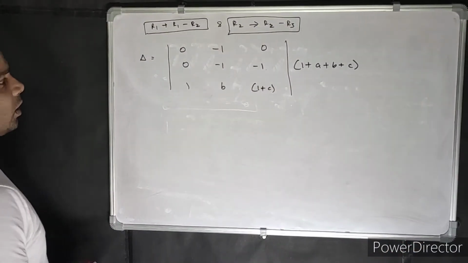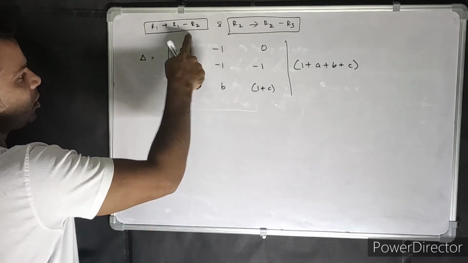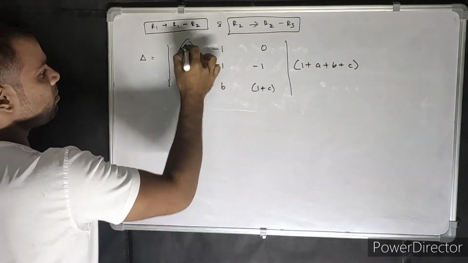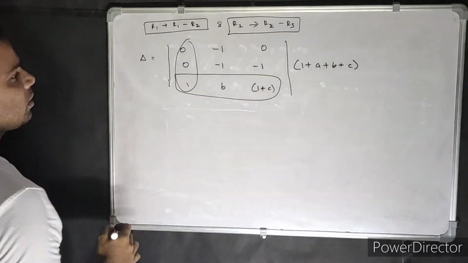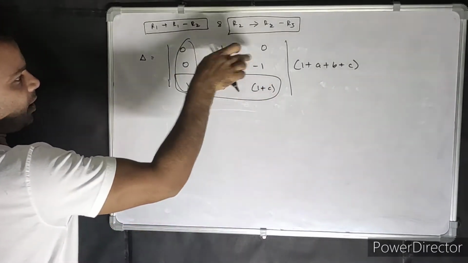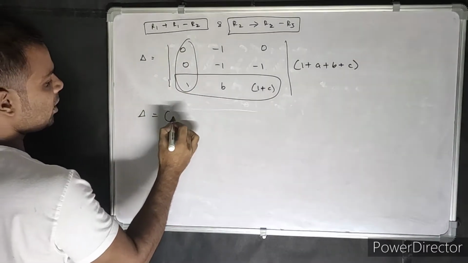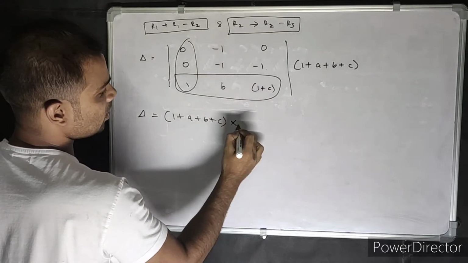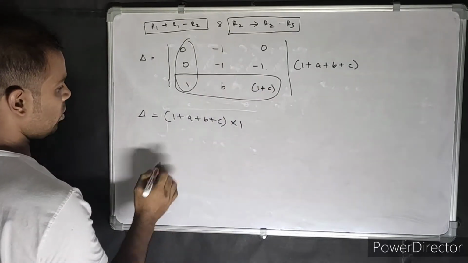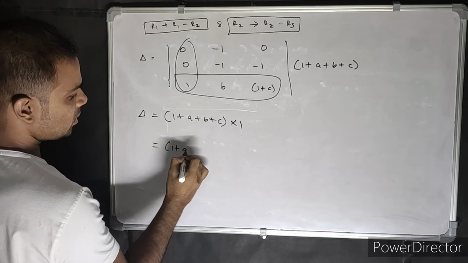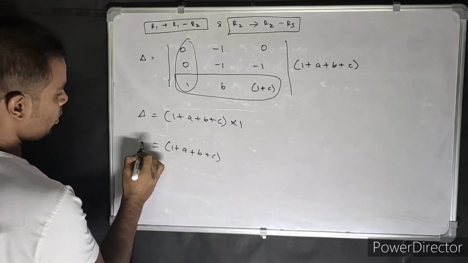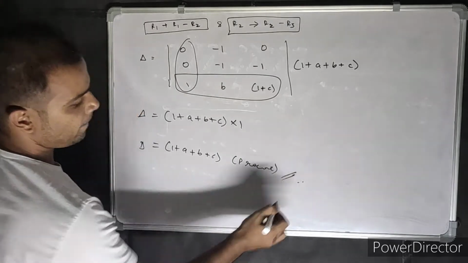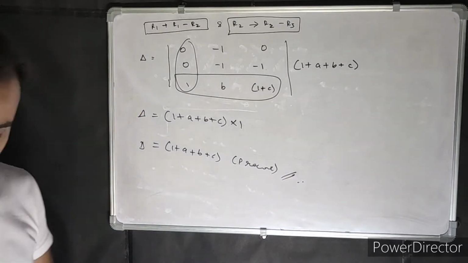Now simply expand with this column and this row. Cover them up, and then multiply. So the determinant is 1 plus a plus b plus c, this into this is plus 1 into 1, and that into that is 0. Don't write. So that is 1 plus a plus b plus c. You have proved it. Let's go on to the next question.